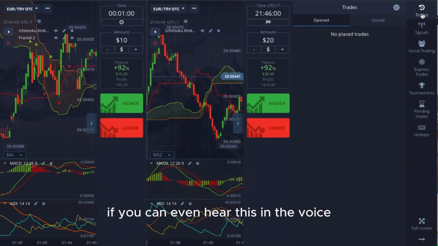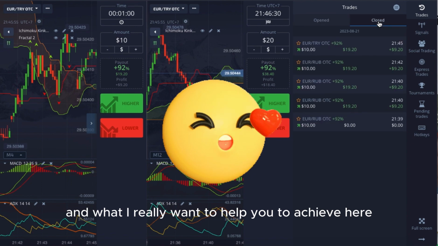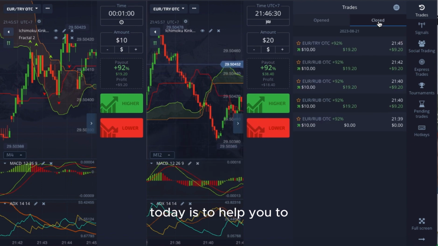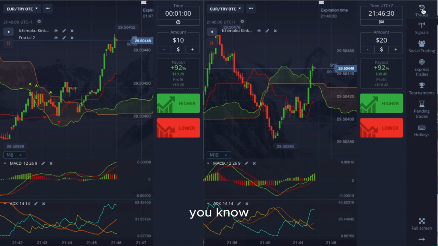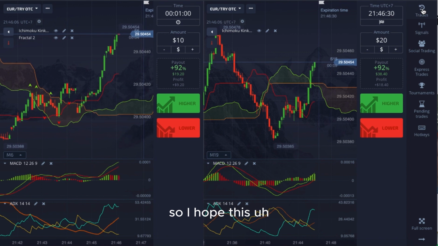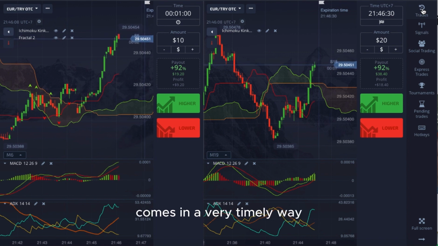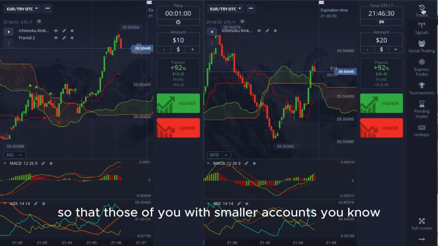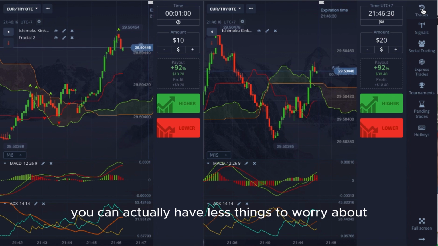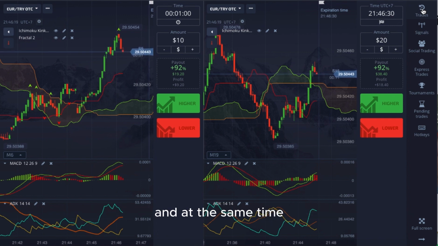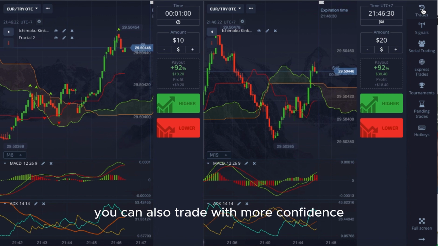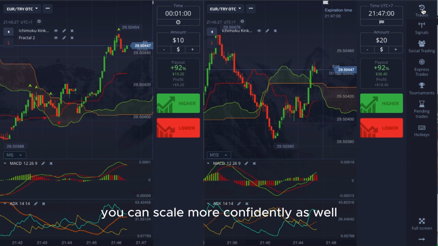If you can even hear this in the voice, this is a lot more conviction, and what I really want to help you achieve here today is to gain a lot more confidence in your trading and to reduce martingales. So I hope this comes in a very timely way to help you trade more accurately, so that those of you with smaller accounts have less things to worry about, and at the same time you can trade with more confidence. And for those of you with bigger or medium-sized accounts, you can scale more confidently as well.